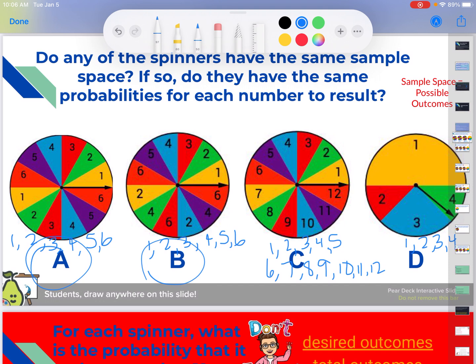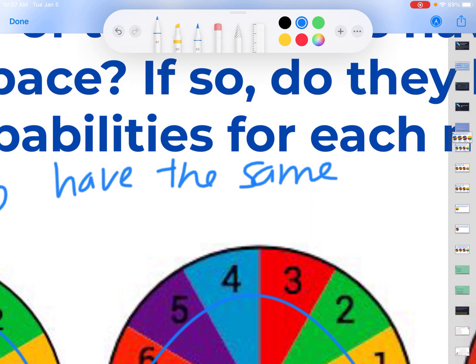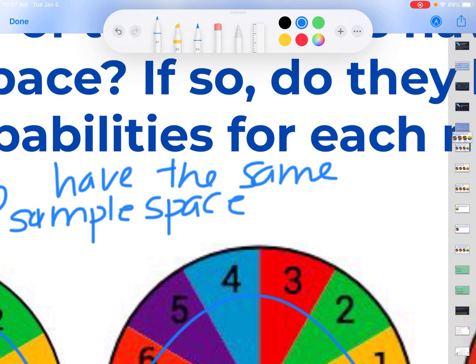If so, do they have the same probability for each number? Well, this one has each number repeating 2 times. This one has 6 going twice, and there's only one 1. So A and B have the same sample space but different probabilities.